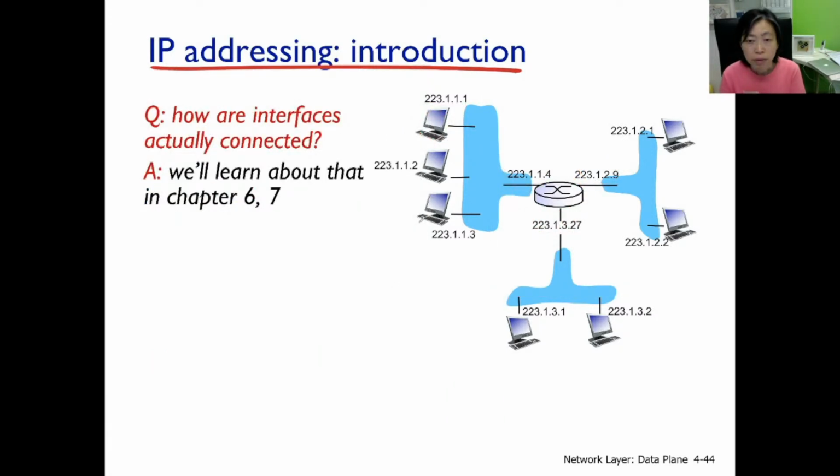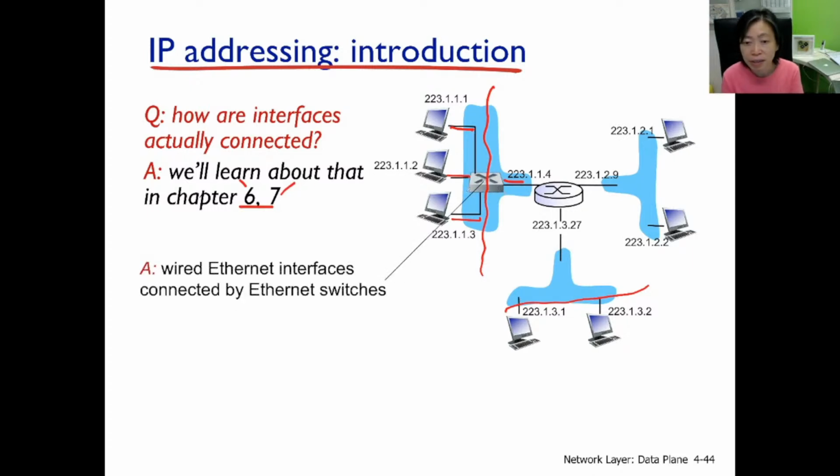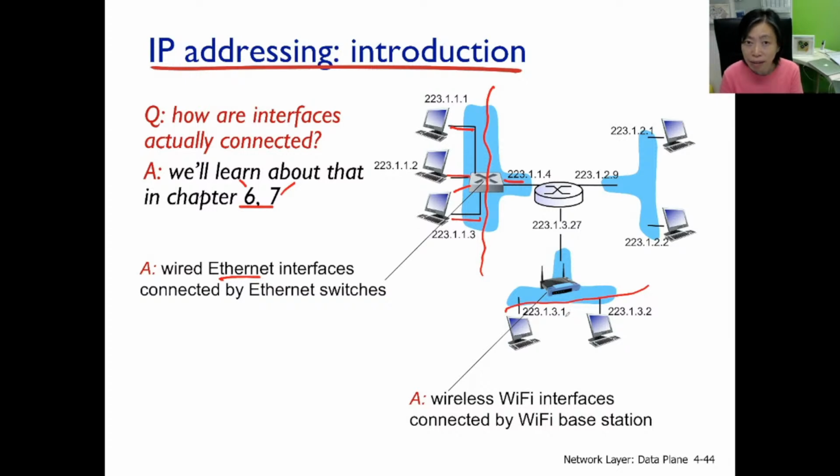Now, we did not show any of the links here, how these interfaces are interconnected through the links. We'll talk about the links in chapters 6 and 7. So this is the wired link and this is the wireless link, like this. This is the wired link with a link layer protocol called Ethernet. This one here is a wireless link, the Wi-Fi protocol.